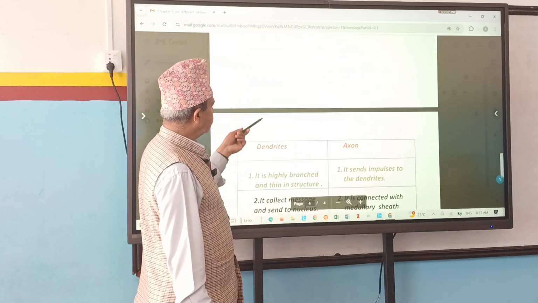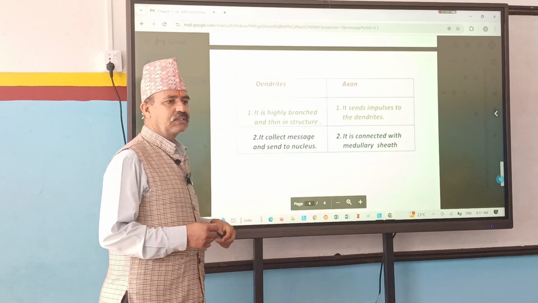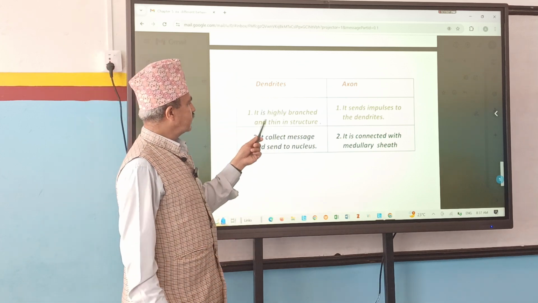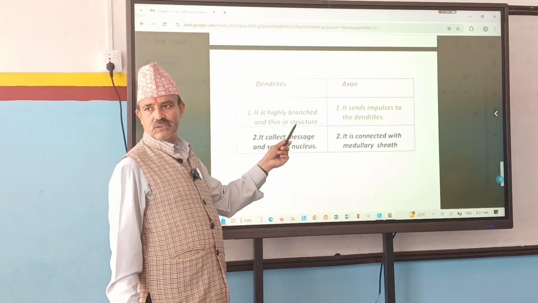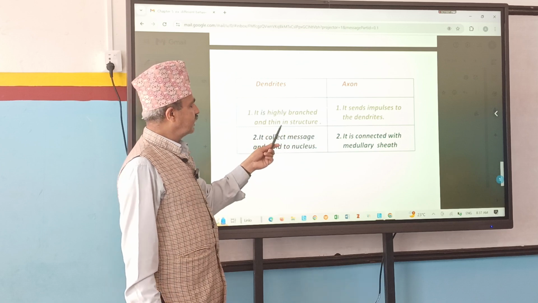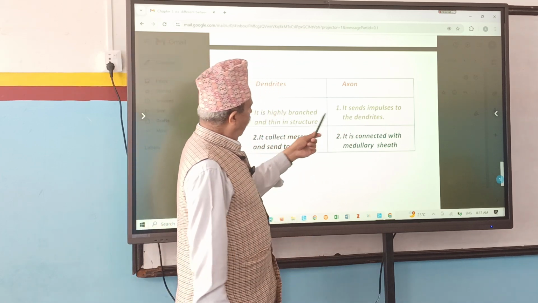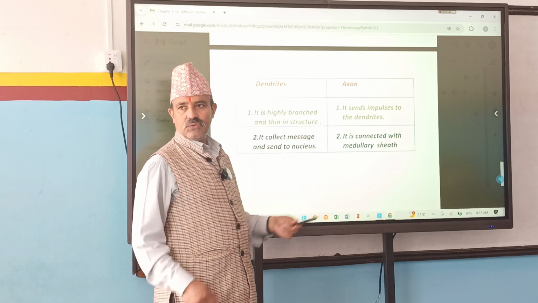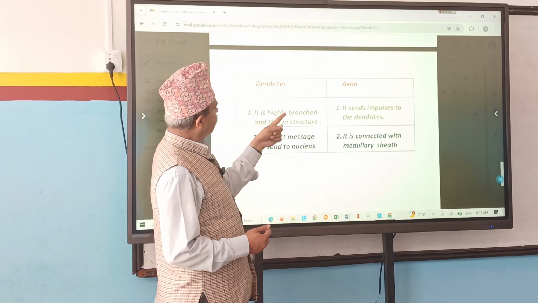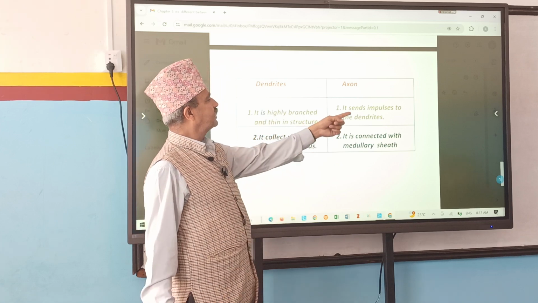One more is here. What is that? Dendrites and axon. Dendrites are highly branched and thin in structure. Many in number. Now this difference is okay. It is highly branched and thin in structure. It sends impulses to the.